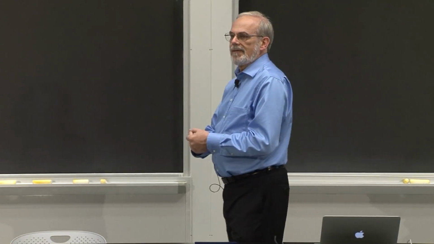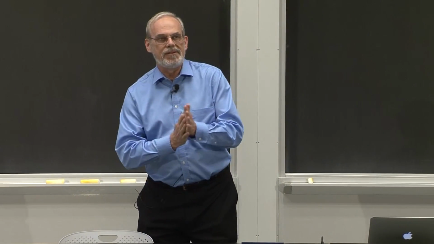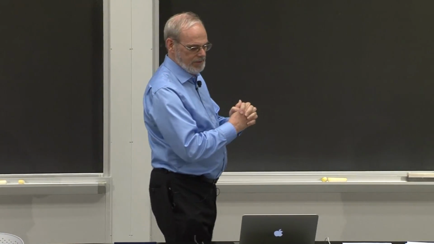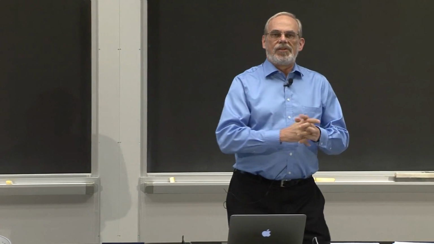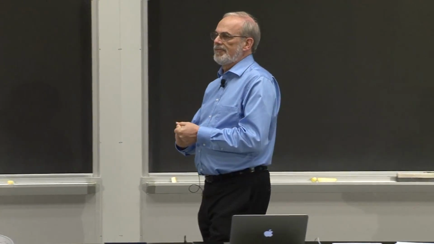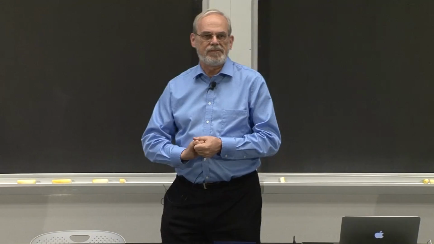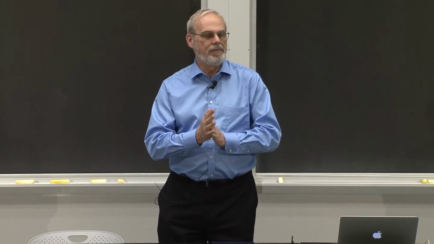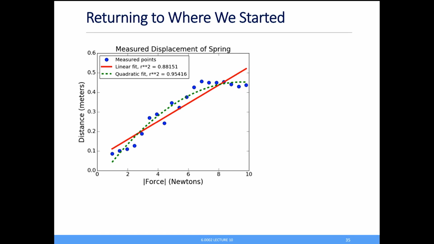Let's go back to where we started. We still have one more big topic to do, and we still have a few minutes left. But let's go back to where we started. Hooke's law. There was the data from measuring displacements of a spring as I added different weights to the bottom of the spring. And there's the linear fit. It's not bad. There's the quadratic fit. And it's certainly got a better R-squared value, although that could be just fitting to the noise. But you actually can see, I think, that that green curve probably does a better job of fitting the data.